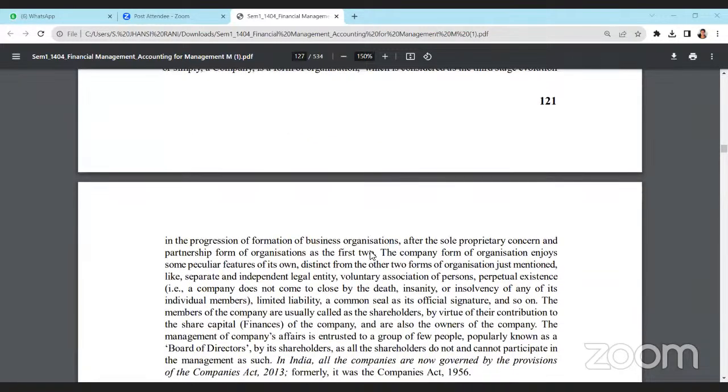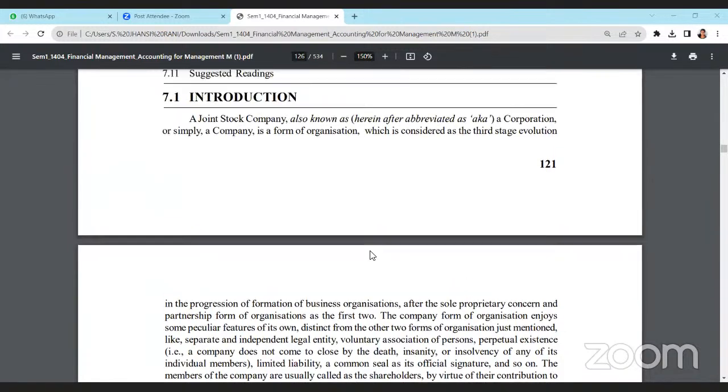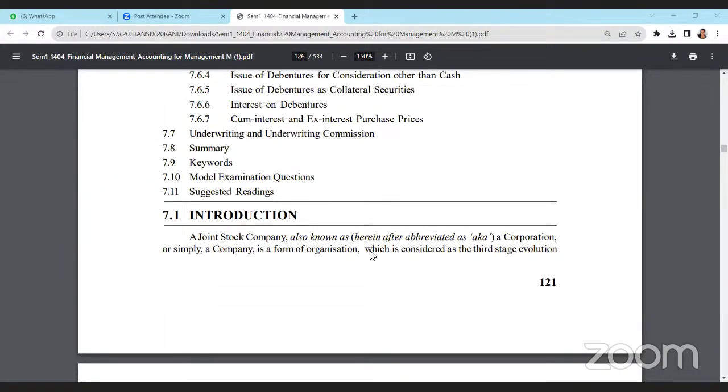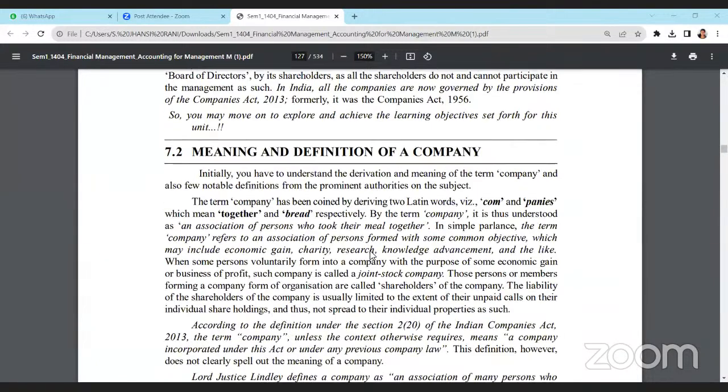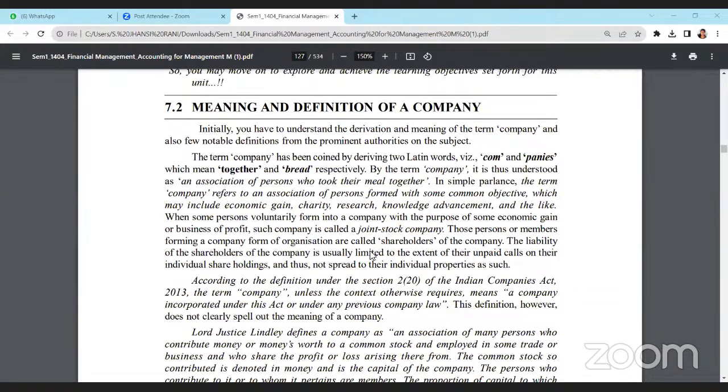Here the definition of a company is given as per the Companies Act 1956, which has been revised in 2013, so we have the Companies Act 2013. As per the 1956 Act, a company registered under the Companies Act was called a joint stock company. As per the 2013 Act, it is almost the same: a company means a company incorporated under this Act or any previous company law, meaning both the 1956 and 2013 Acts.